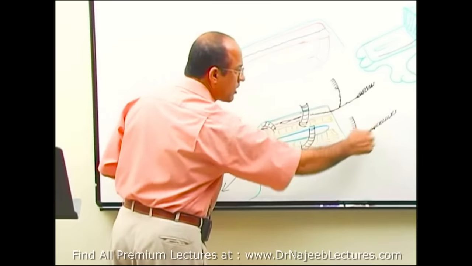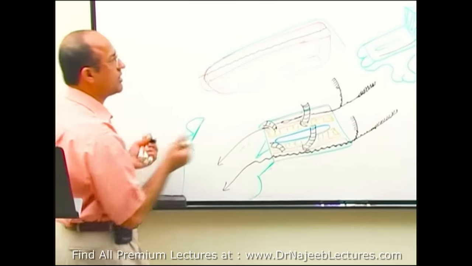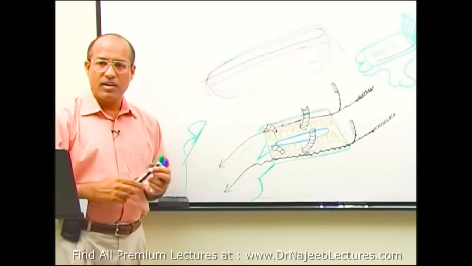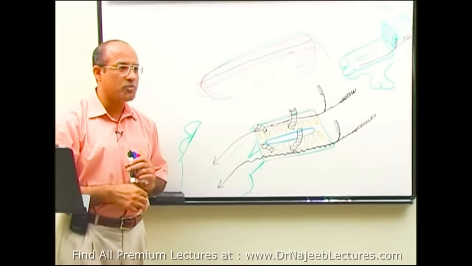What is this bundle called? This, and this going here. It means fibers which are passing through the lateral hypothalamus. Who is going to tell me? Yes, please.